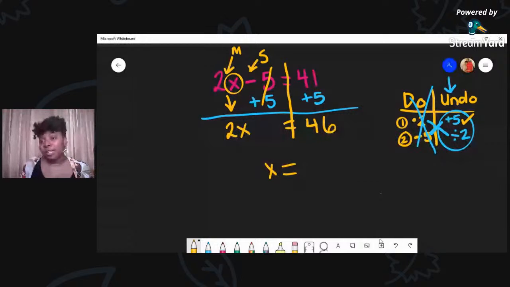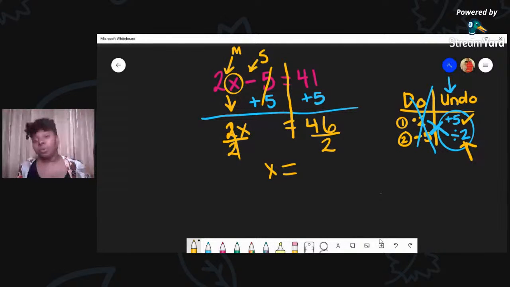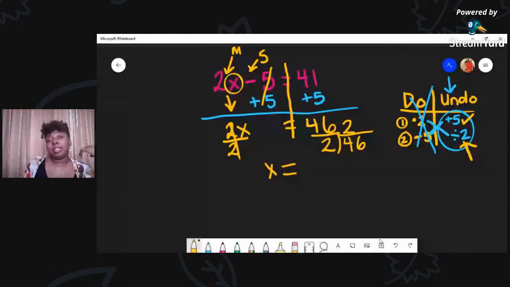Step 2 says divide both sides by 2. Okay, I want this x by itself. 2x is 2 times x. So I got to get rid of that 2. So I'm going to divide both sides by 2. And 46 divided by 2 is 23. But let's say you didn't know that. Put that numerator in the house. 2 goes into 4 how many times? 2 times. And 2 goes into 6 3 times. And that's how we got 23.